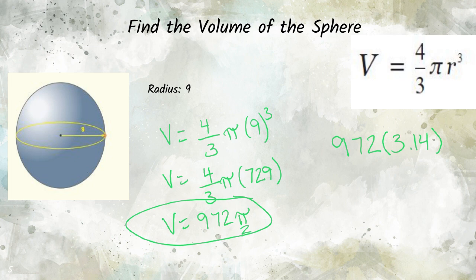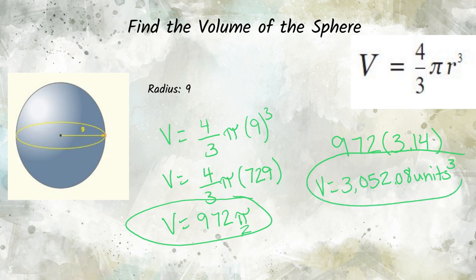So if I do 972 times 3.14, I get a very large number. I get 3,052.08. And then I'm not given any measurement, so it is units, and volume is always cubed. So either one of these answers is correct. So 972 pi or 3,052.08 units cubed. Either one of those would be correct.